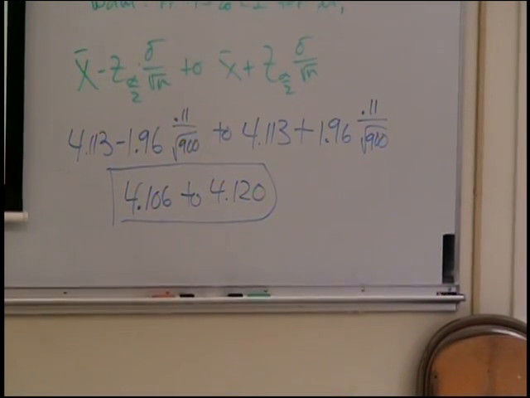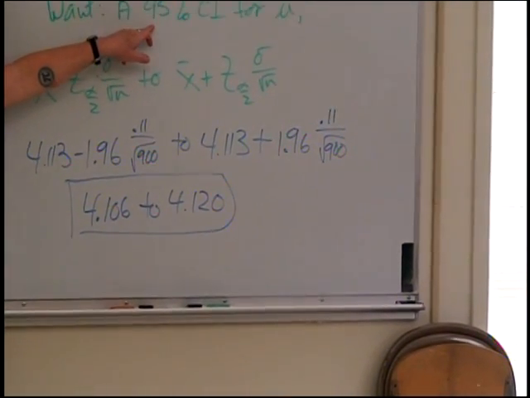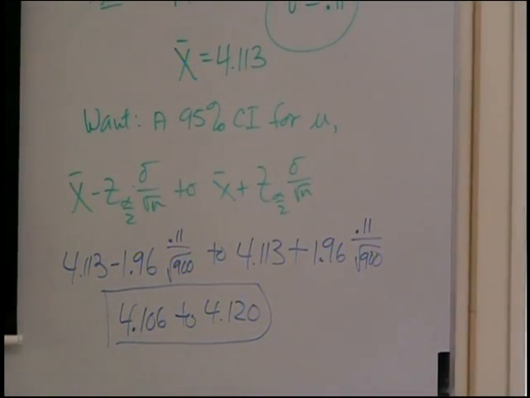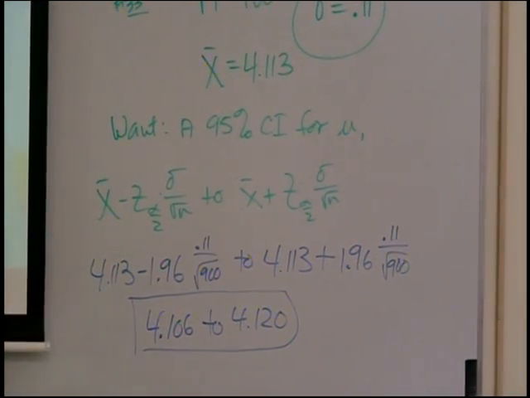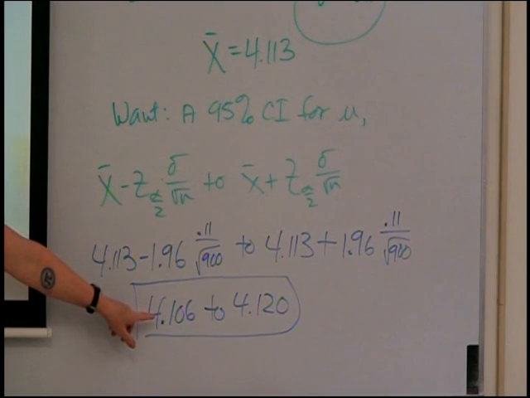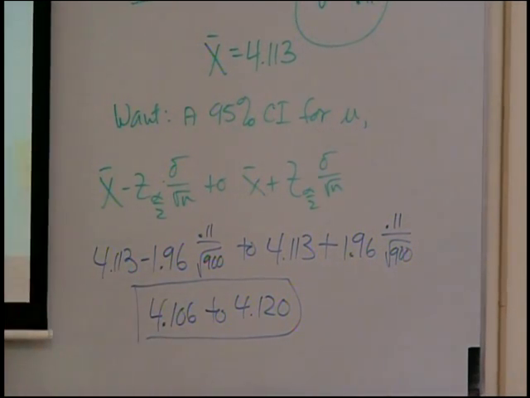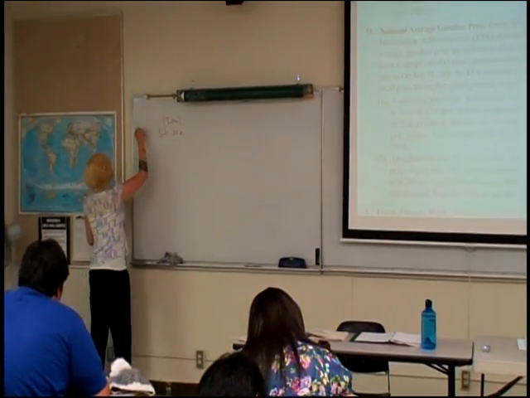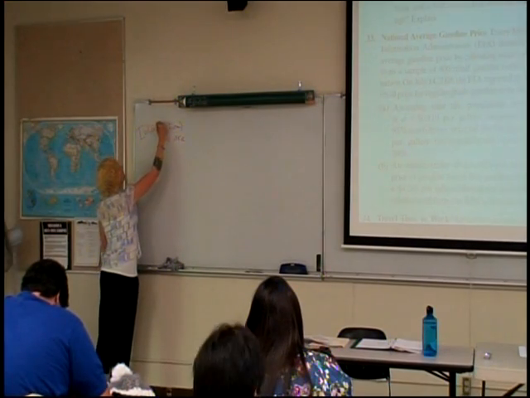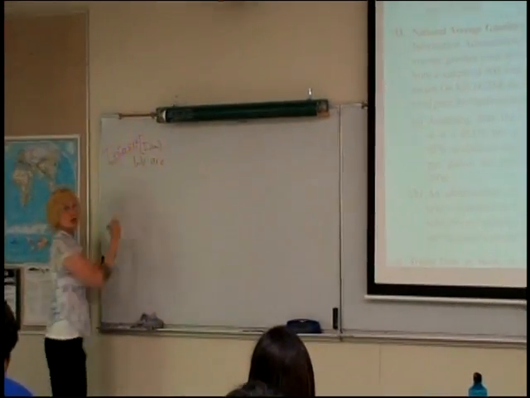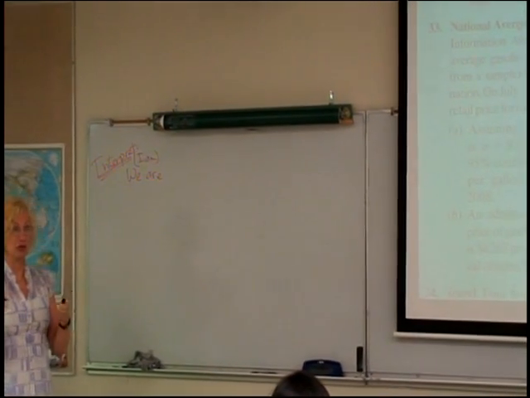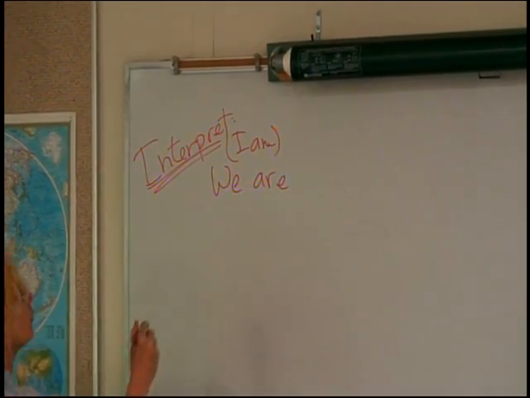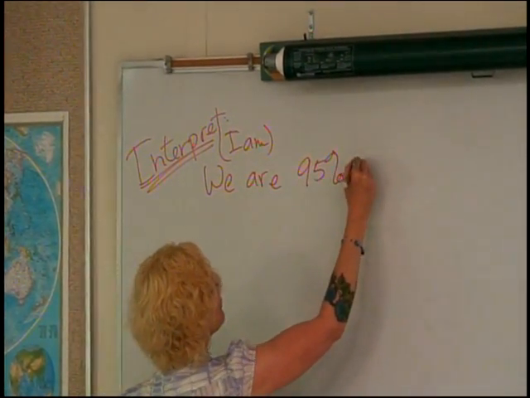So we are 95% confident that the mean price of all gasoline in the United States on the week of July 14th, 2008 was between $4.106 and $4.120 per gallon. Let's write that. I'm always going to ask you to interpret, so tell me what this result is telling you, and you always need to relate it back to the problem. So we are 95% confident.